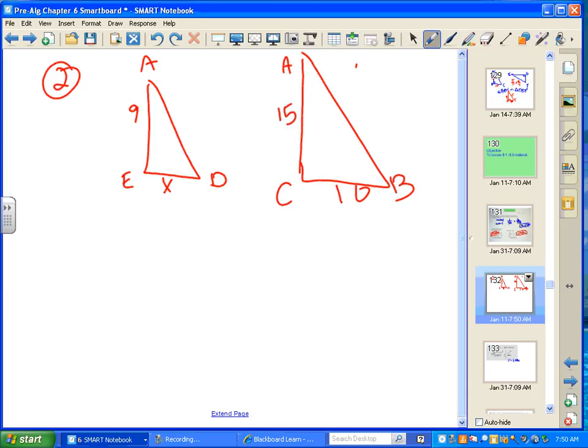Oh. Okay, so the proportion is 9 over X equals 15 over 10. So what'd you do then? What'd you do wrong? You put it over 1? Yeah, don't do that. Annalise?